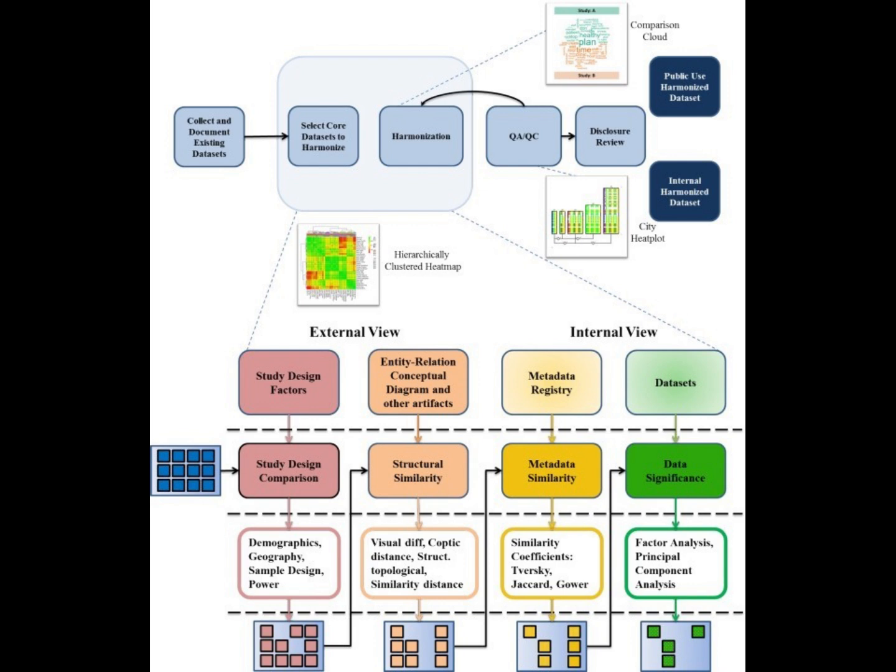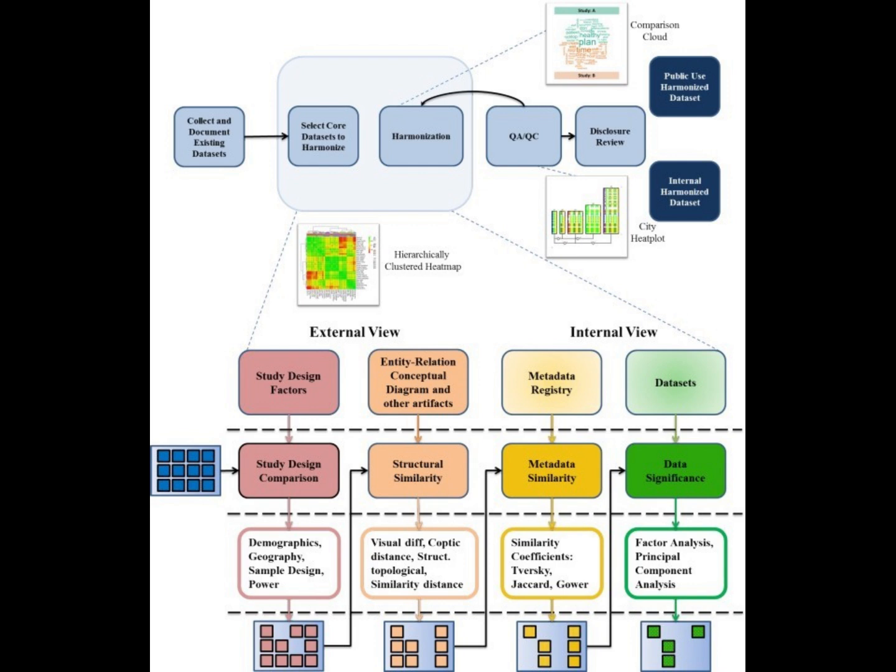And then, looking back at the diagram, we see a few specific bullet points here under external view, talking about demographics, geography, sample design, power. I'm assuming all of those things play into that. Absolutely. So demographics are really important to consider, because if you have two studies that have very different populations, in terms of their age or their race or ethnicity or their gender, then again, it may not make sense to try to harmonize the data. Okay, so that makes sense. So we've looked at the external view.